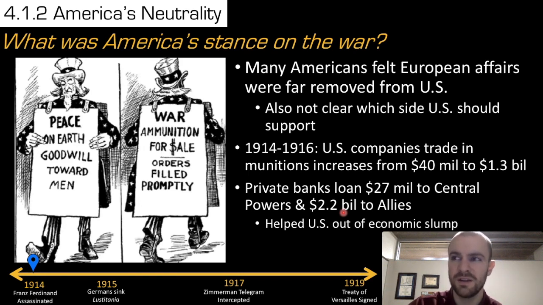Not only did they think that these affairs were far removed, literally far removed, from the United States, but it was also unclear on which side the United States should intervene. So we had British immigrants in this country. We had French immigrants, Italian immigrants, German immigrants, and all of these different immigrants had still identified with their home countries.